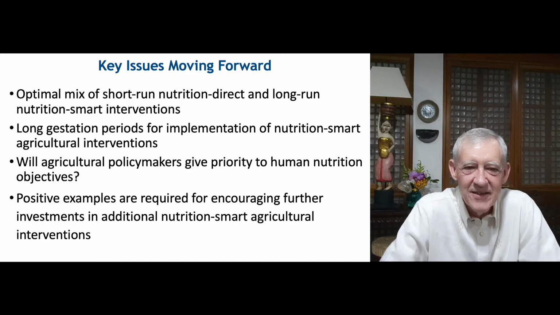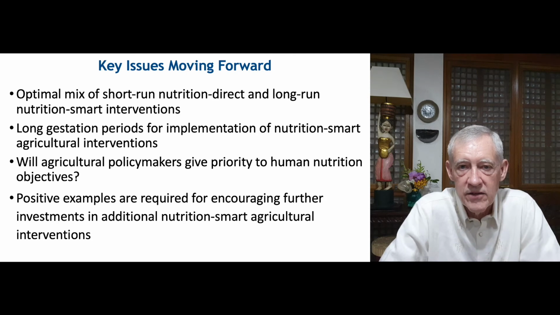In closing, to address malnutrition, we need a mix of all approaches. Short-run nutrition direct, such as supplementation and commercial fortification, and long-run nutrition-smart interventions that treat the underlying causes. We need to bring in more funding under the overall nutrition umbrella. Although they are cost-efficient, sustainable, and resilient, a drawback to agricultural approaches are the long gestation periods.